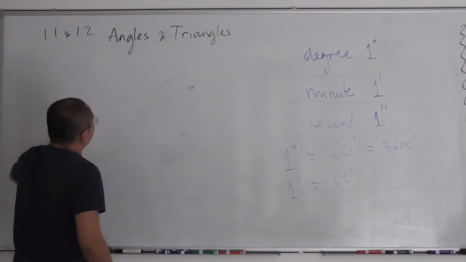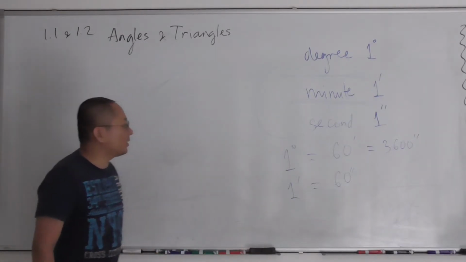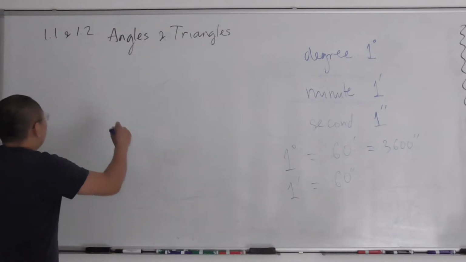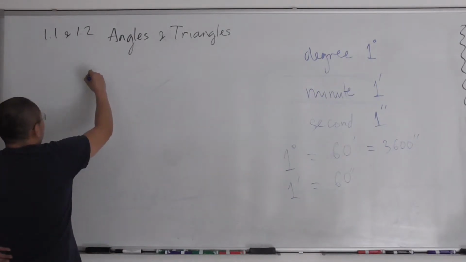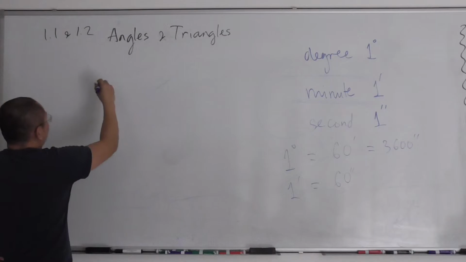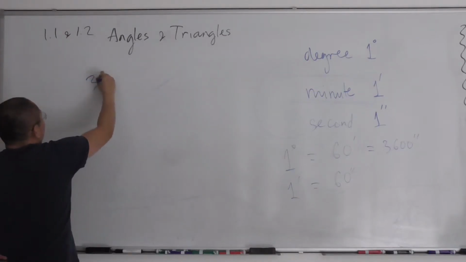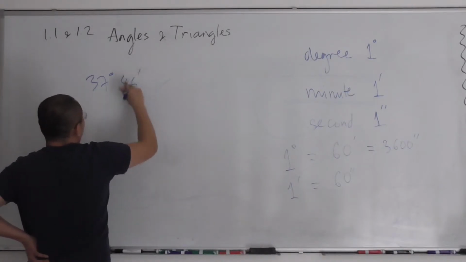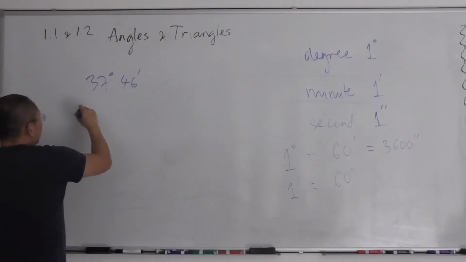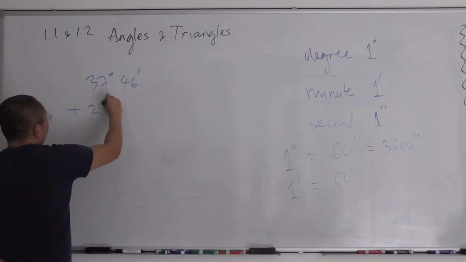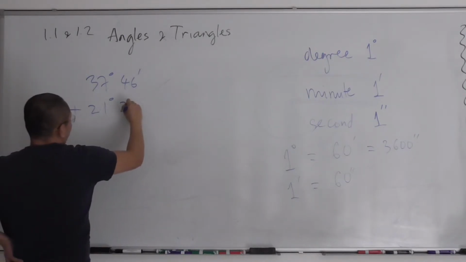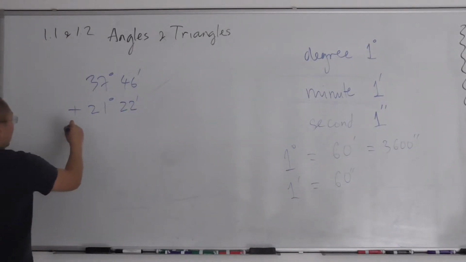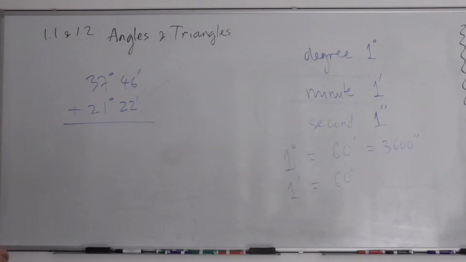When you get to the homework of this section, they may ask you to do some algebra about the measurement of angles. First of all, adding and subtracting angles. I got 37 degrees, 46 minutes, plus 21 degrees, 22 minutes. How do we add them up? We simply add them up, minute to minute and degree to degree.